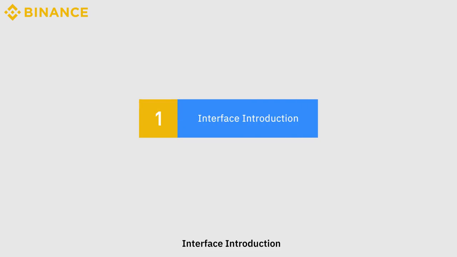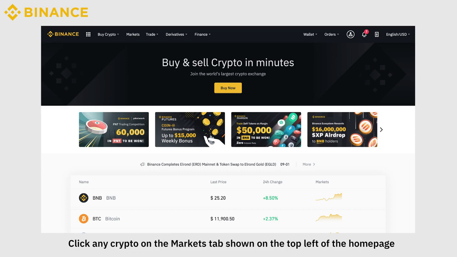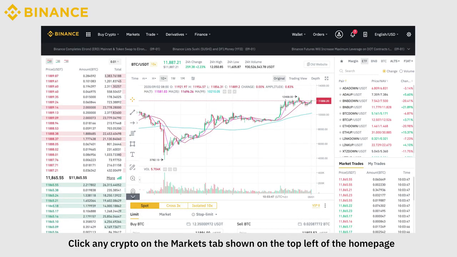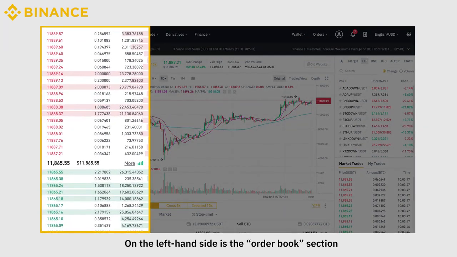Interface Introduction. Log into your Binance account. Click any crypto on the Markets tab shown on the top left of the home page to go to the spot trading page. On the left-hand side is the Order Book section. Asks on top in red, bids at the bottom in green.